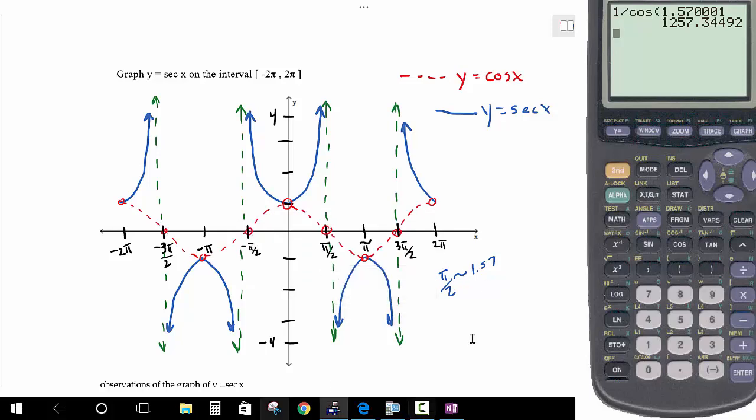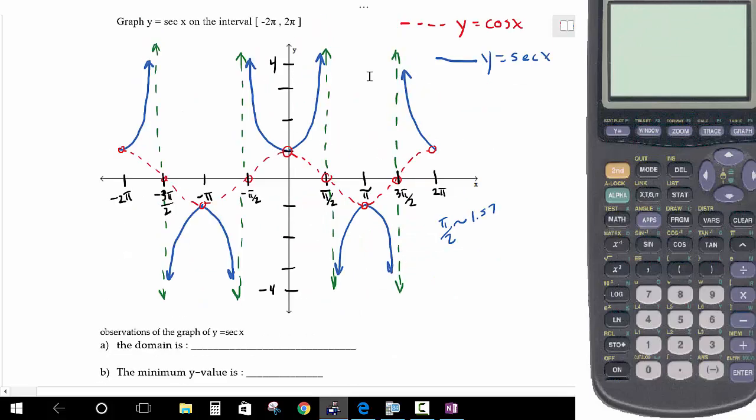So same idea on that too. If we went a little bigger than that, say if I went like 1 over the cosine of 1.58, then you start seeing that you have negative numbers. So the idea is to the right of that, you're going to have negative numbers, and to the left of that, you're going to have positive numbers like the calculator shows. Okay, so that's how that works out.